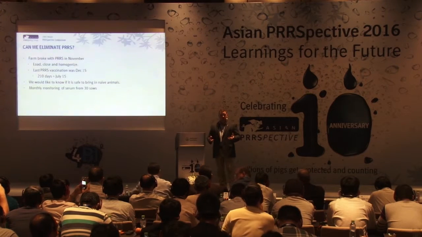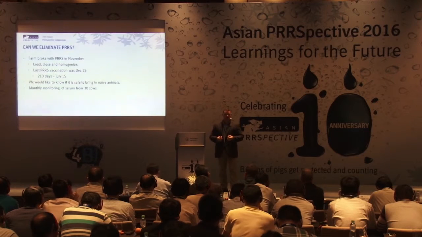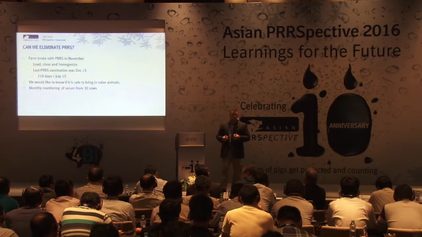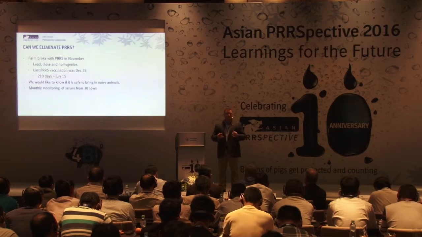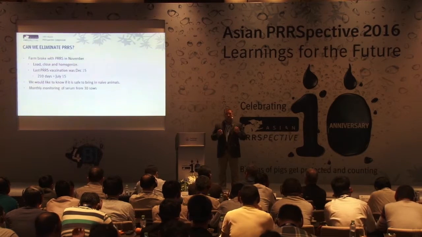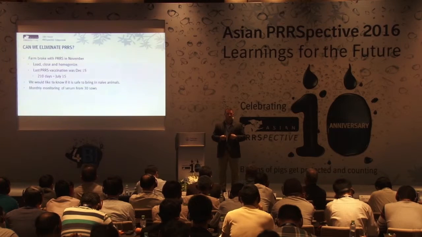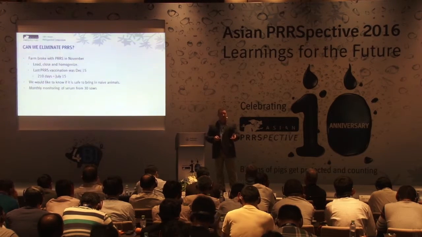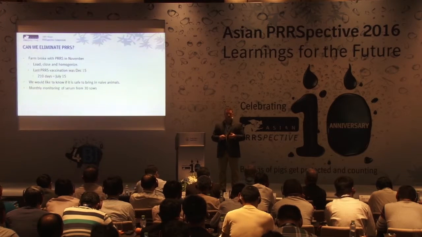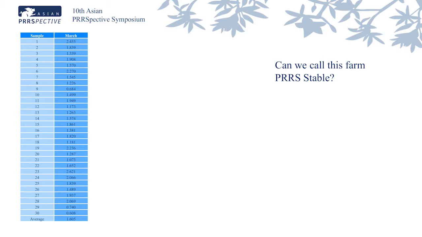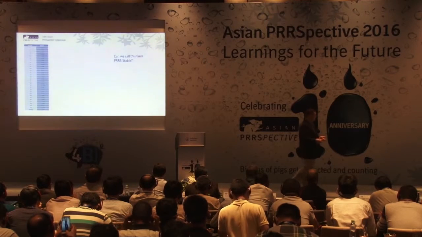So we're getting close to our July 15th date. Is it safe to bring naive animals onto this farm? Can I bring new animals in, open up the farm, and be confident that they will not become infected by the same strain of PRRS that happened to us back in November? To do this, the farm has been monitoring serum monthly from sows, 30 sows every month. So this is what the data looks like. They started the monitoring in March. Average S to P ratio of 1.6. You see that almost all those sows are positive at this point.